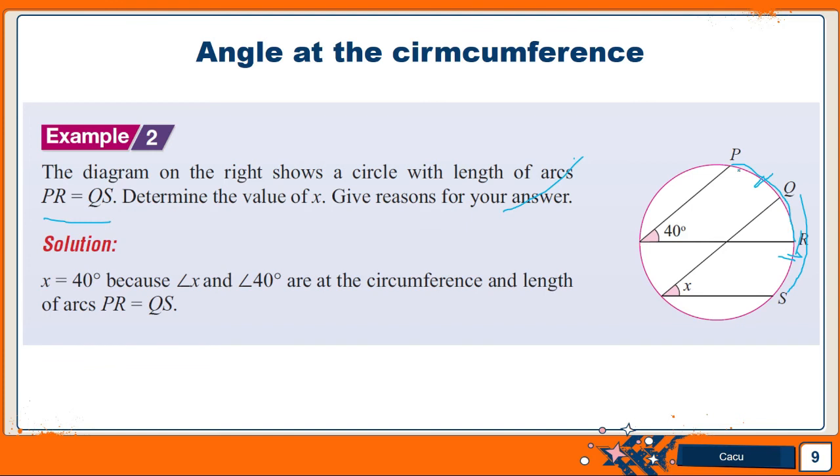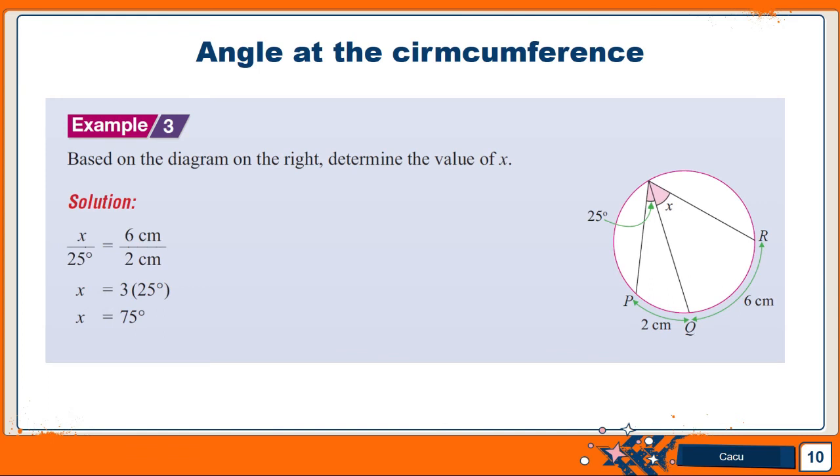Remember, the angles subtended at the circumference from the same length of arc are equal. So if they said that PR is equal to QS, meaning that the angle will also be the same. If this is 40, the value of X will also be 40. Therefore, you can look at the solution here. X is equal to 40 degrees because angle X and the 40 degree angle are at the circumference, and the length of arc PR is equal to QS. Any problem? Okay, now we continue with example 3.